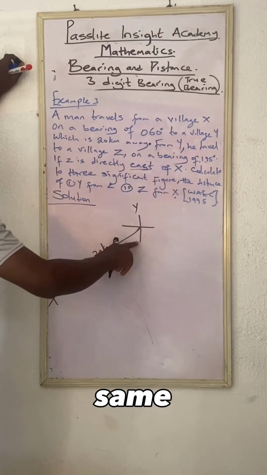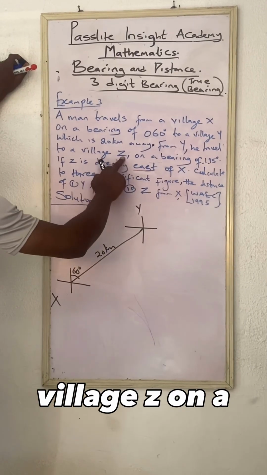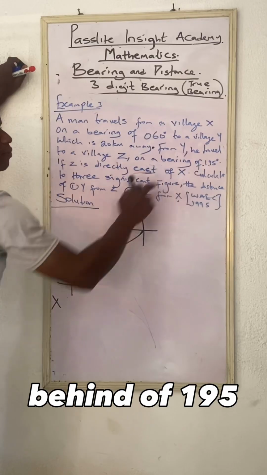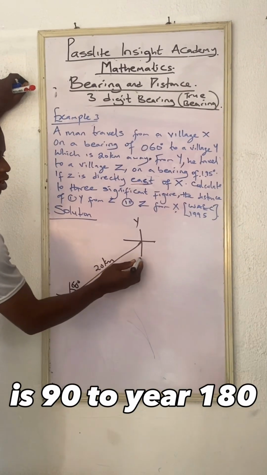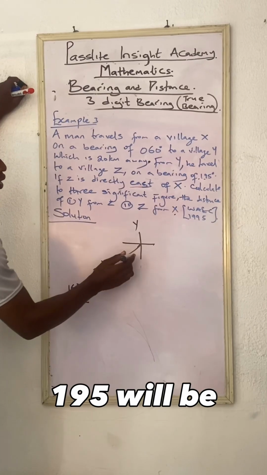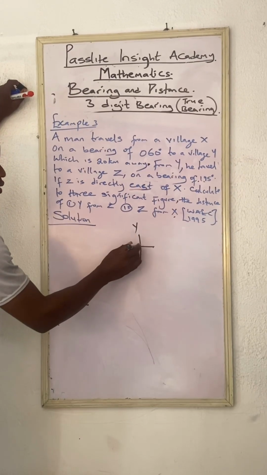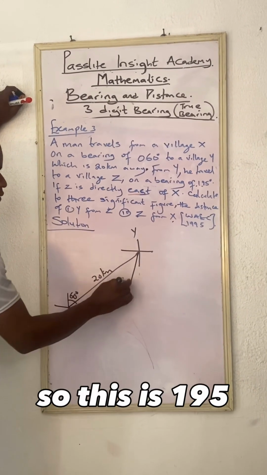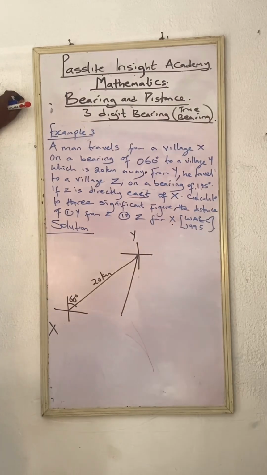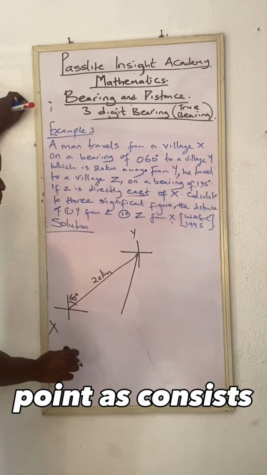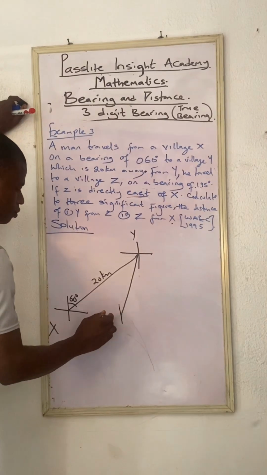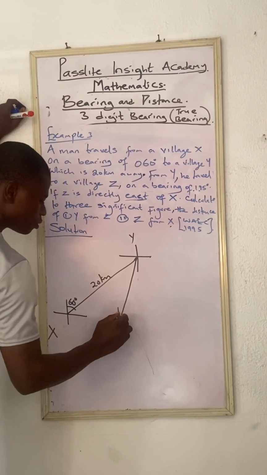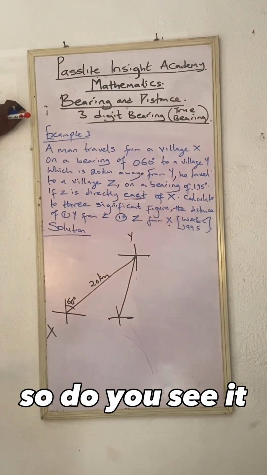From the same Y, he traveled to a village Z on a bearing of 195 degrees. From here to here is 90, to here 180, so 195 will be around this side. So this is 195. Then you draw a cardinal point, your cardinal point will be this way, a very straight line. Do you see it now?